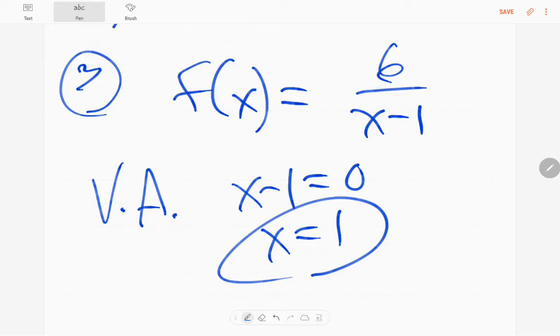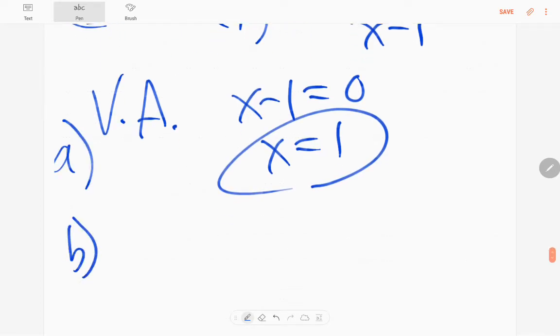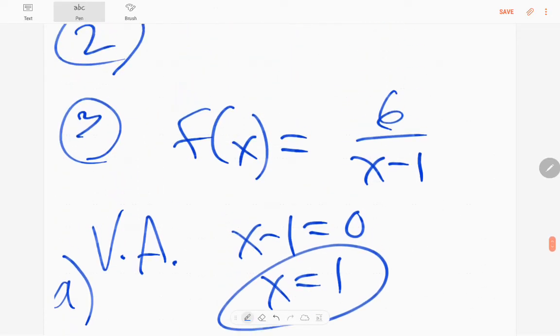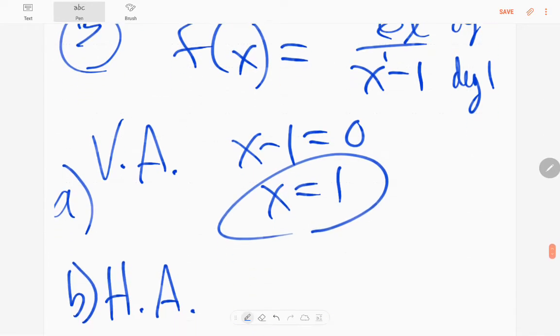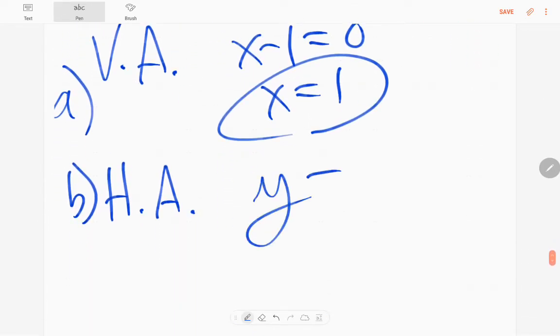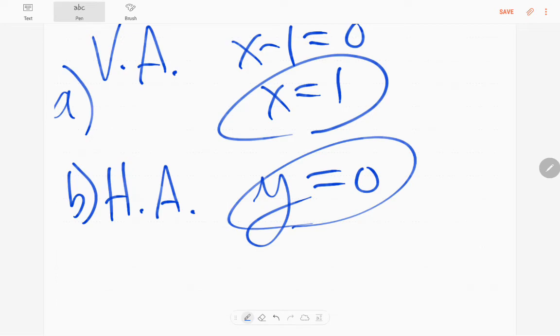Now, what about horizontal asymptotes? That's part B. Well, remember on this one, you're supposed to look at the degrees. 6 is really the same thing as 6 times x to the 0. So the degree of the top is 0, the degree of the bottom is actually 1, because that's an understood 1 there. And whenever the degree of the top is less than the degree of the bottom, y equals 0 is your horizontal asymptote. And you want to make sure that you write that as an equation. If you just put a 0, it's going to mark you wrong. Put y equals 0.